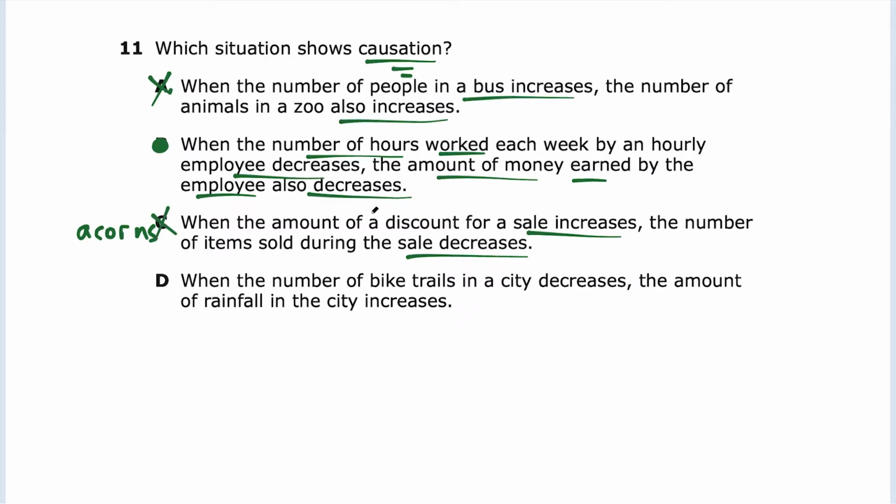So it's out. And then we have, when the number of bike trails in a city decreases, the amount of rainfall in the city increases. No, bike trails have no effect on rain. So that one is also silly. Choice B is our answer.